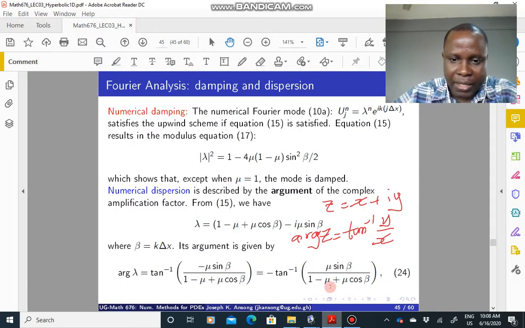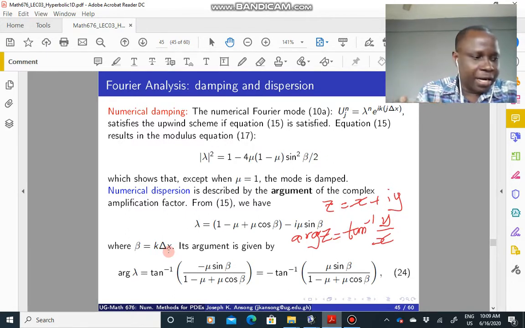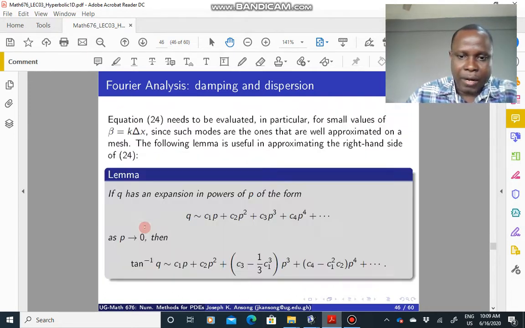So how do we analyze this? We try to expand this. You expand what is in the bracket here, and then try to find the tan inverse of that. You get an expression, and then you will analyze that expression. To be able to do that, we will need a lemma or some theorem. And we want to expand this for small values of beta, where beta is equal to k delta x. This is where we often represent stuff on a mesh, because you need delta x to be small. And so we'll look at equation 24, and that will be evaluated for small values of beta, which is k delta x.